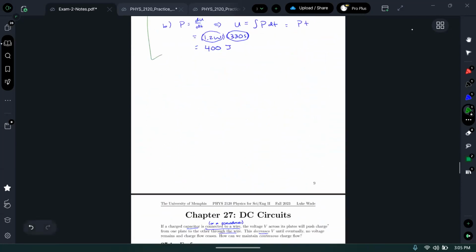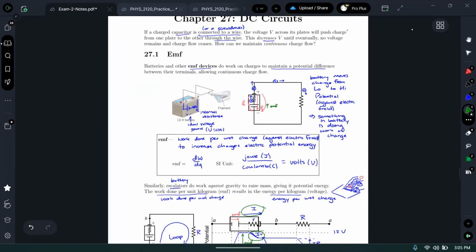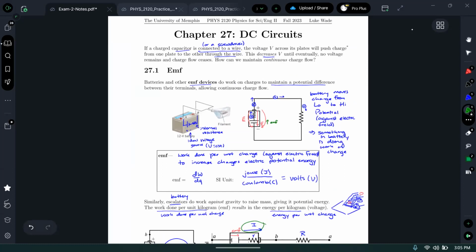Calculations of power. When we look at resistors in series and parallel, you see some more of those. So I'm going to gloss over those things.